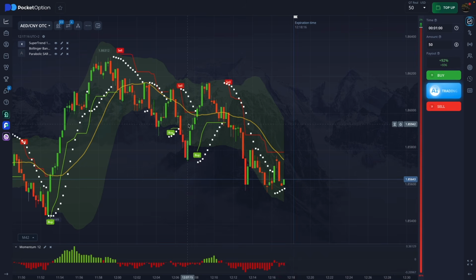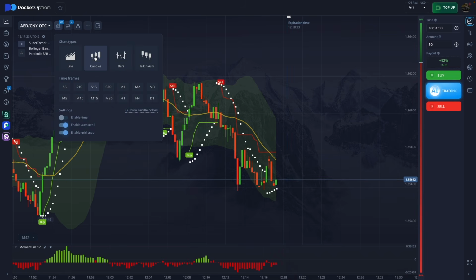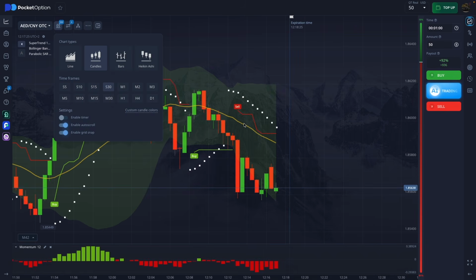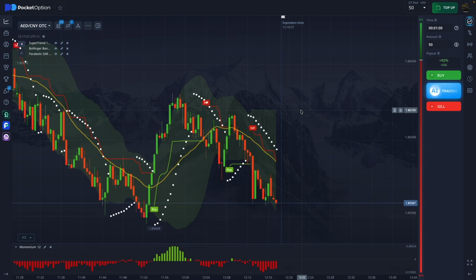Now, I need to set up the chart itself to get signals specifically for 1-minute trades. Today, I will use the candlestick chart type and I set the candle's time frame to 30 seconds. I will also immediately set the trade time. Today, I will be opening 1-minute trades. Basically, I'm all set to start working. Now, I will gradually open trades and explain how I use this strategy.